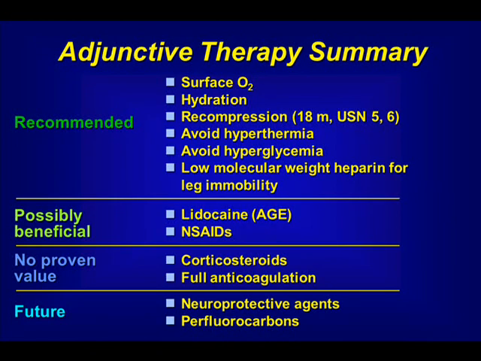Agents that might be helpful in selected cases and might be employed under the supervision of a diving physician could be a heart medicine called lidocaine or lignocaine, as well as anti-inflammatory drugs. What has not been proven to be of value is high doses of cortisone and complete anticoagulation. In the future, there may be other agents, including brain protective agents and nitrogen elimination, oxygen enhancing medications.